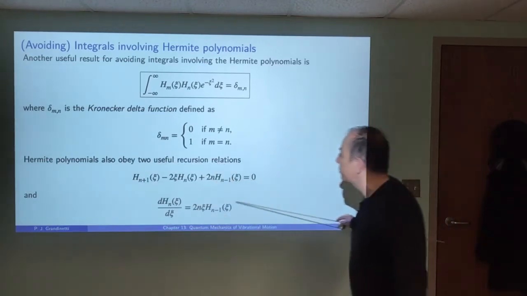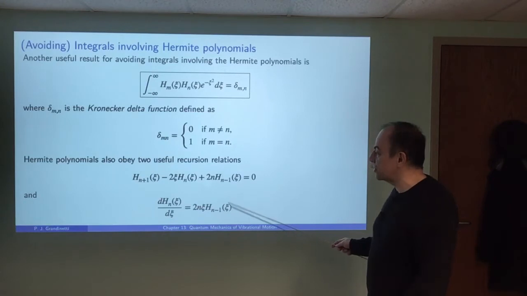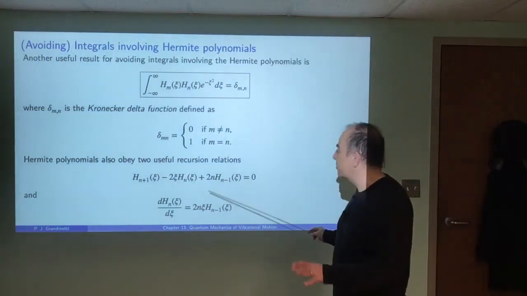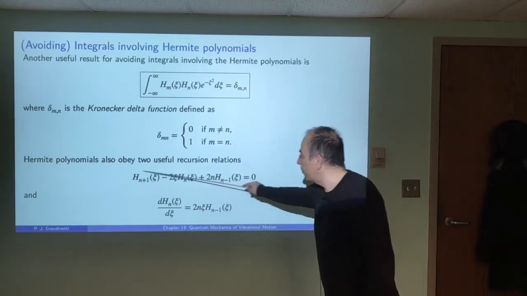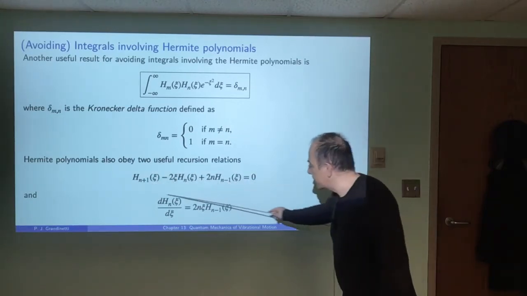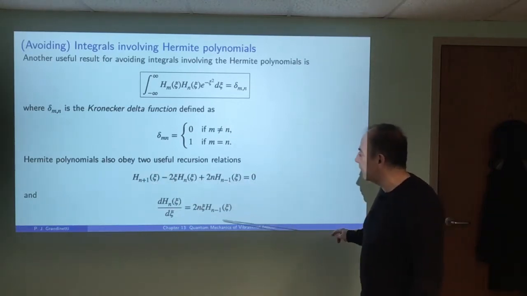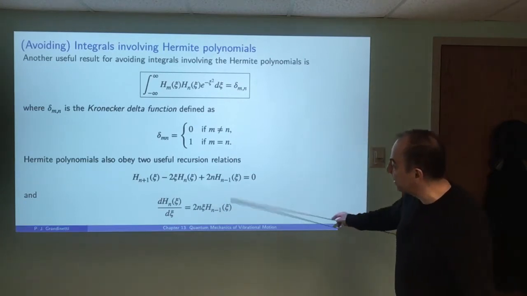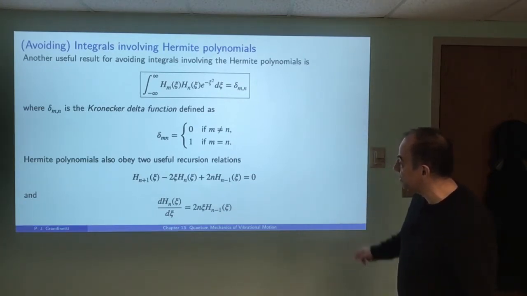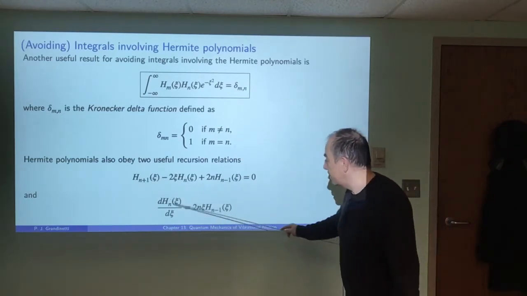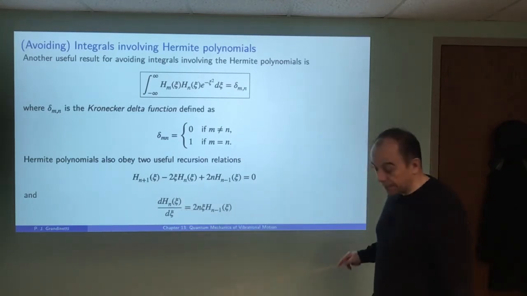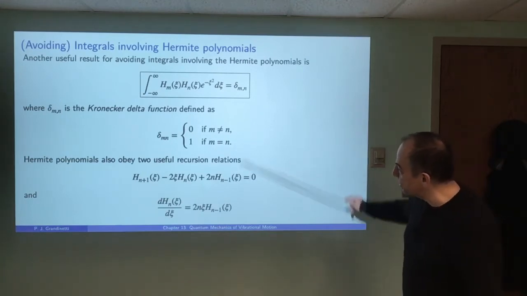Another one that we're going to use is this recursive relationship, and I'll show you how to use these two recursive relationships. One is this one right here, which we'll come back to in a bit, and then this other one here involving the derivative. There's a recursive relationship for the different values of n. So this involves n plus 1, n, and n minus 1, and this recursive relationship involves n and n minus 1. All right, so just hold that thought.